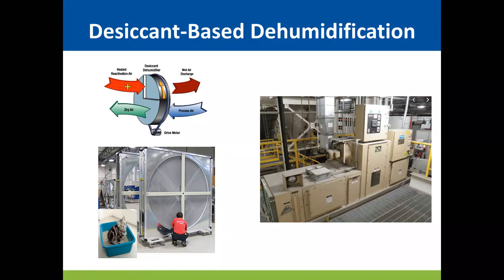Then there's desiccant-based dehumidification. Desiccant works really well when compressor or refrigerant-based systems don't. Again, that's when it's really cold or really dry that you're trying to get. And basically, desiccant is like kitty litter.